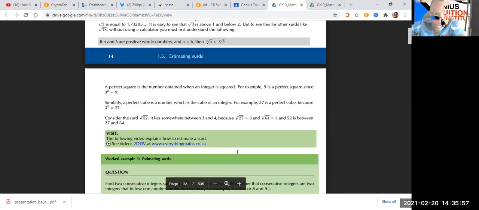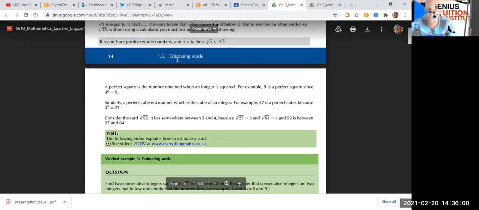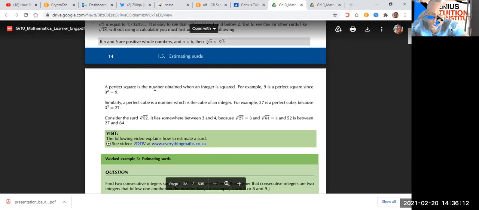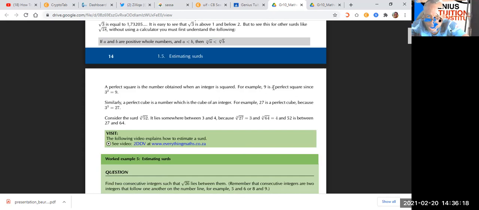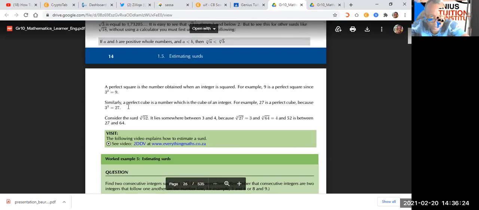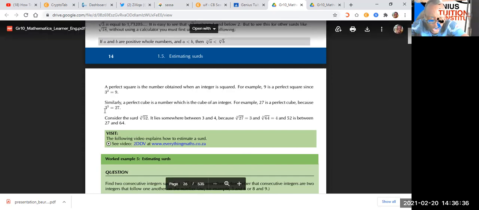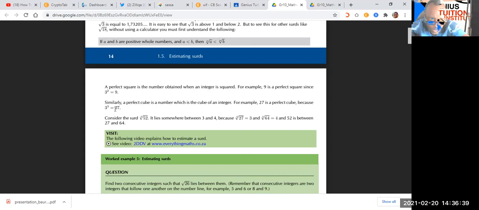Now suppose we are to do estimating surds. Let us just take it from here because I see that it takes a long time. You look at this: a perfect square is a number obtained when an integer is squared. For example, 9 is a perfect square since 3 squared is equal to 9. Similarly, a perfect cube is the cube of an integer. For example, 27 is a perfect cube because that is 3 to the power 3. 3 cubed is equal to 27. Now 27 is a cube.